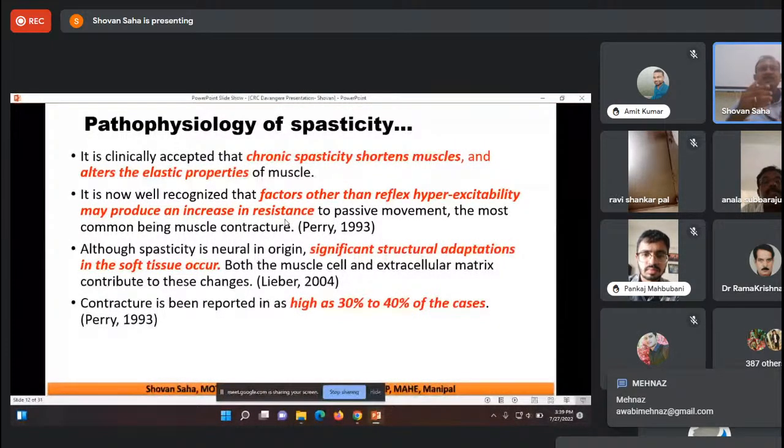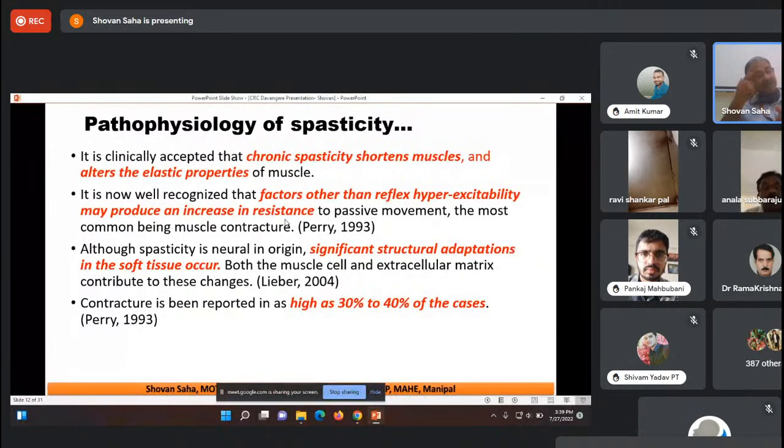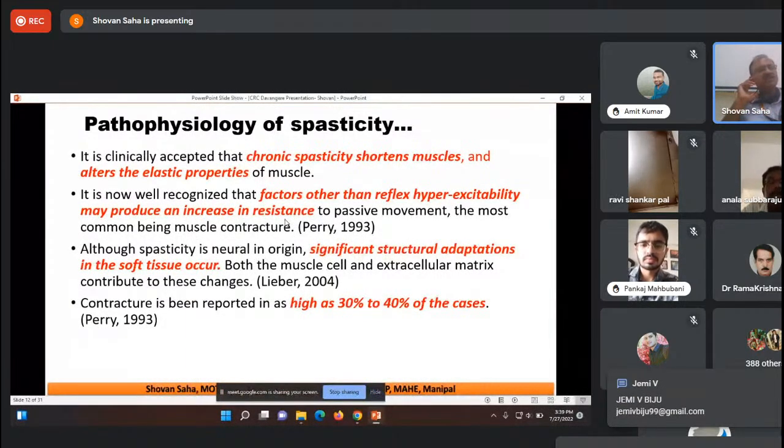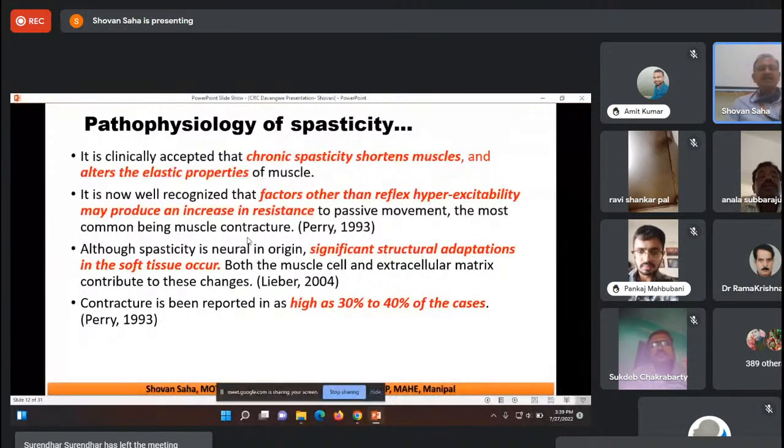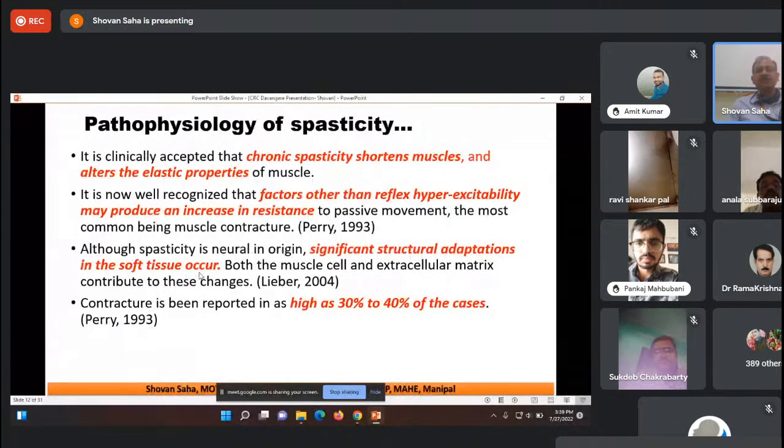So what can happen, as I mentioned earlier, is that in the underbelly of the spasticity there might be contracture, and the contracture is increasing. So it can happen that spasticity is more or less the same, but the contracture is increasing, and that is why the resistance to stretch is also increasing. Okay, so that has been established. Significant structural adaptations do happen in the soft tissue.